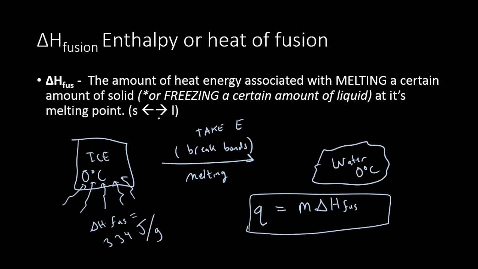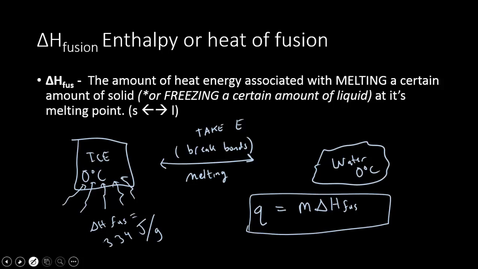Now you also notice I put in parentheses here, or freezing a certain amount of liquid. The reason I do that is this amount of energy here, 334 joules, is a positive number associated with melting ice. However, if I were to freeze water and go back the other way, it's going to produce energy to the surroundings, 334 joules of energy, and that would actually be a negative change. But it's the same amount of energy. Whether I freeze or melt, we're going to have the same exact amount of energy transfer. So I put that in parentheses there. And it must be at its melting point.